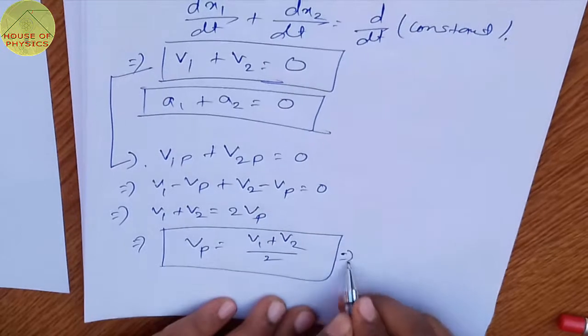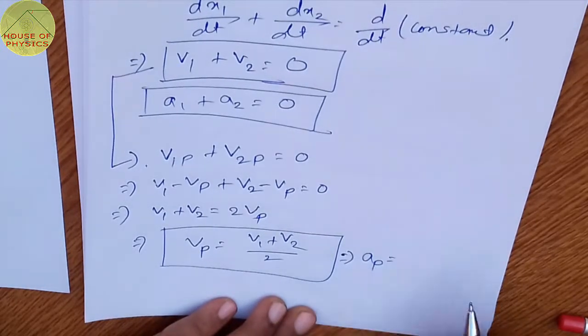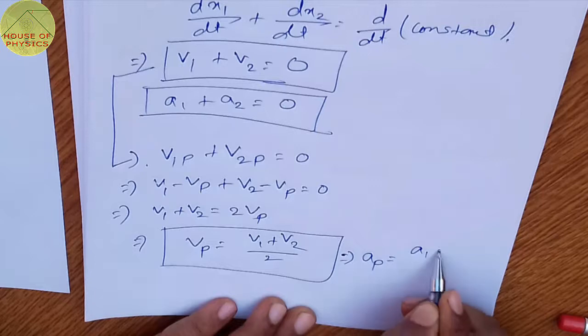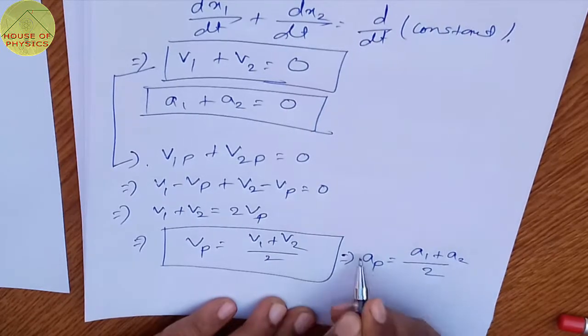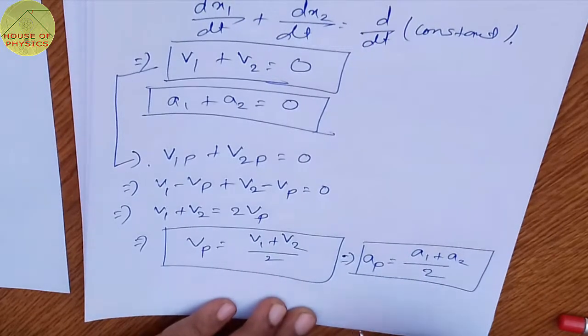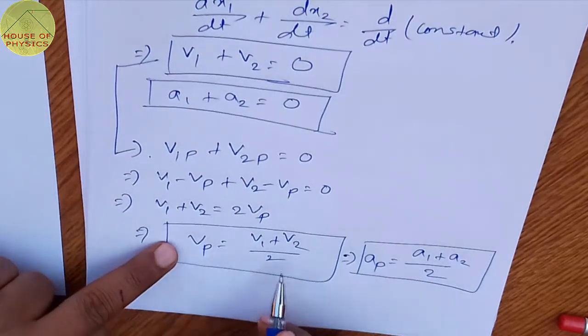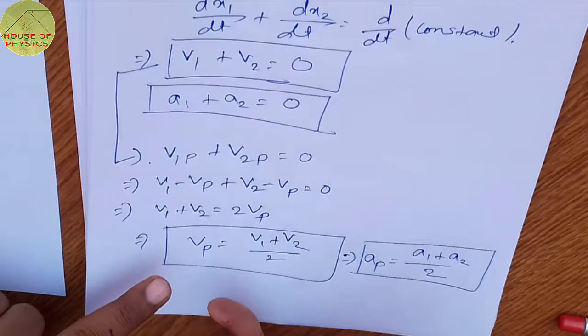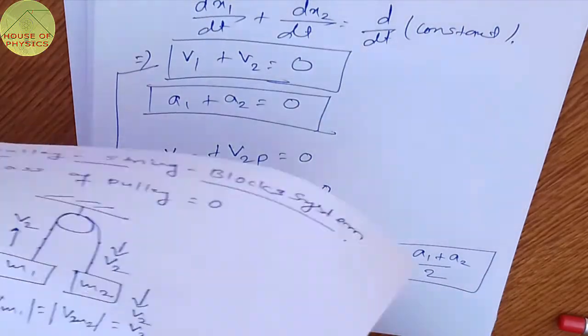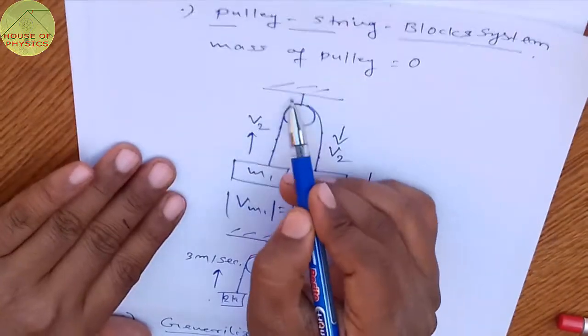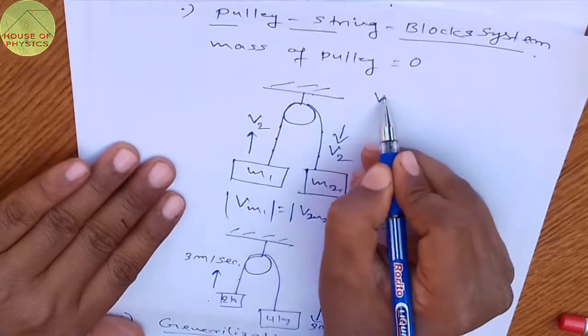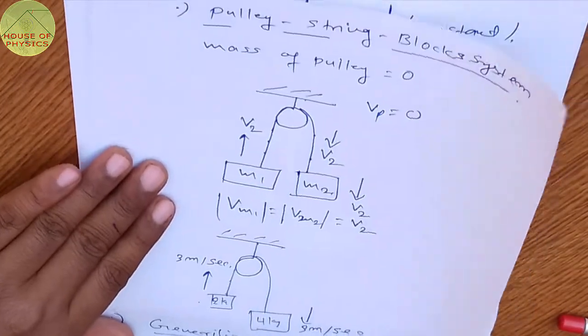Similarly, we can write the acceleration of the pulley as equal to the acceleration of block A1 plus the acceleration of block A2, divided by 2. We need to remember this, and the further application of the pulley constraint depends on this only. Now, in the previous session, we assumed the pulley is fixed. Pulley is fixed, it means the velocity of the pulley is 0.